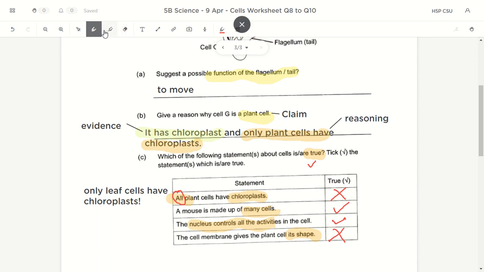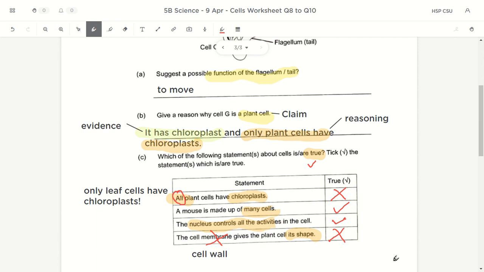The cell membrane does not give the plant cell its shape. If not, then what gives the plant cell its shape? It is the cell wall. The cell wall gives the plant cell its shape because it keeps it in a regular shape. Okay, so this part is wrong. It's not the cell membrane, it's the cell wall that gives the plant cell its shape. Okay, so these are the answers for questions 8, 9, and 10.